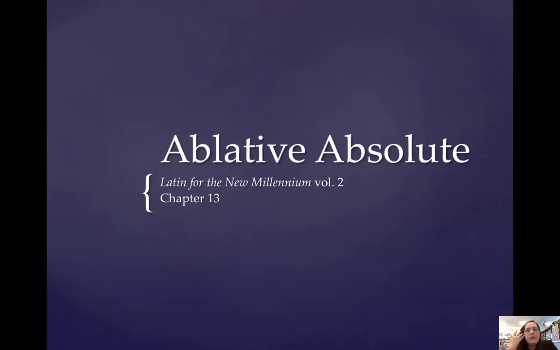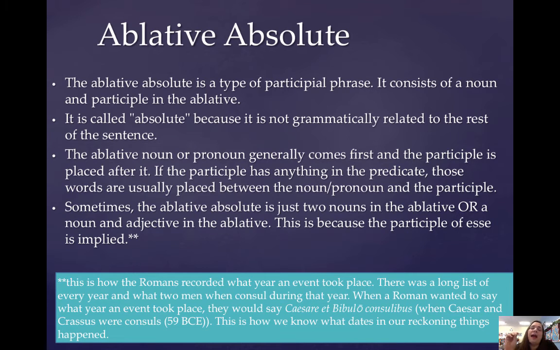Today's video is the first lesson in chapter 13 in Latin for the New Millennium, volume 2. And we're going to learn a construction that uses a participle. This construction is called the ablative absolute. Now, actually, the ablative absolute is very common in Latin. In fact, you cannot read Latin literature without knowing and recognizing the ablative absolute.